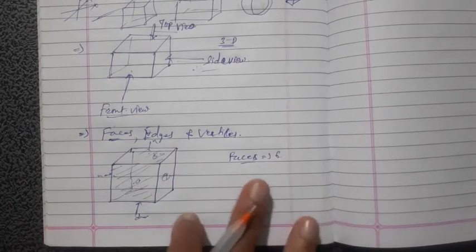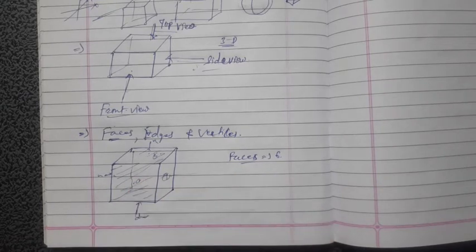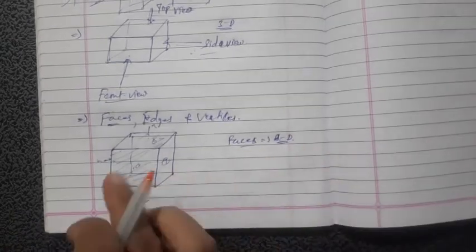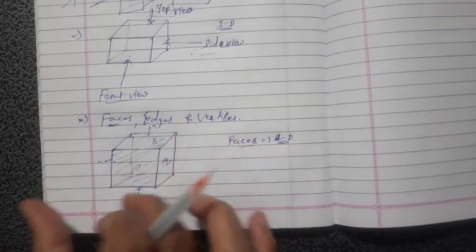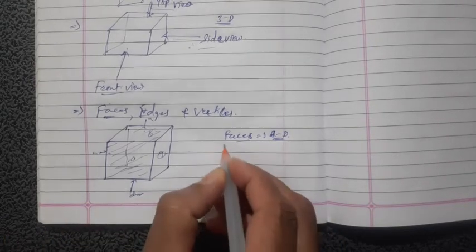So 6 means different types of shapes on the sides. In short, they are 2D shapes. How many 2D shapes are there? You just check that. That is faces. Then edges.